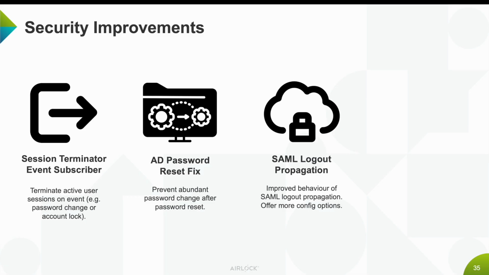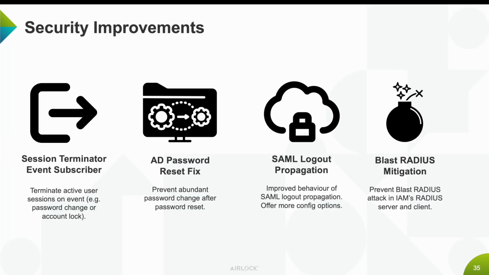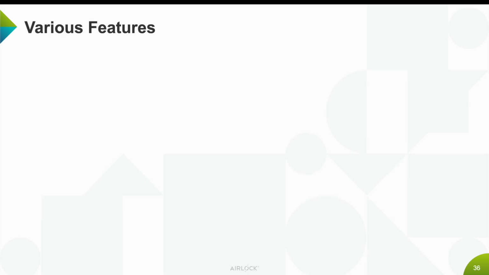The SAML logout propagation behavior and configuration has been improved. So there are now more config options, and there has also been a bug fix in that area. Airlock IAM now prevents the Blast-RADIUS attack, both as a RADIUS server and a RADIUS client. As always, look at the changelog for more security improvements.